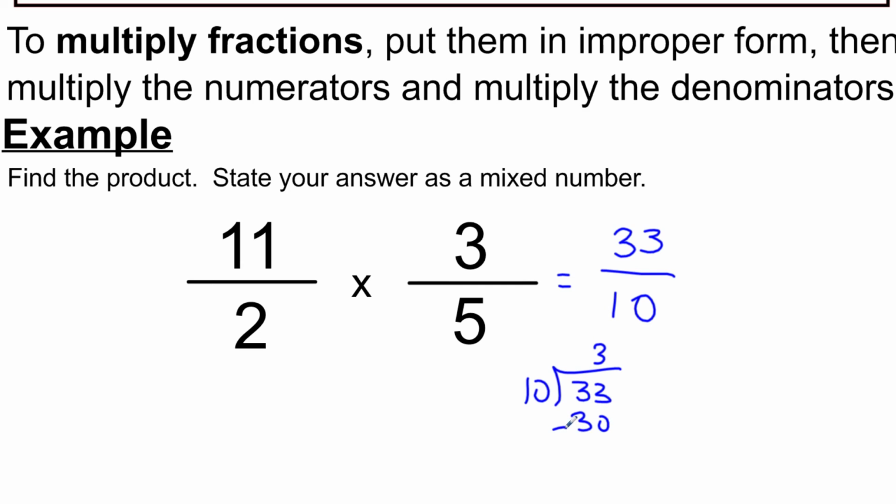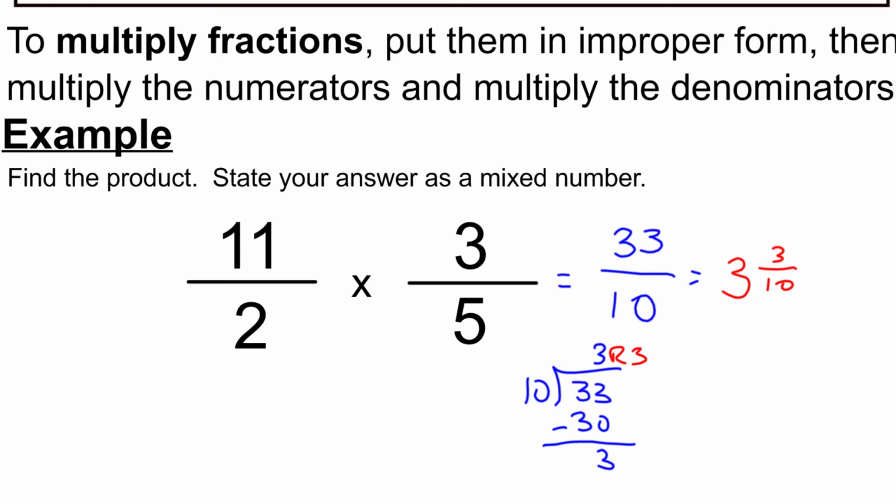And when I subtract, 3 times 10 is 30, I have 3 left over. So that would be a remainder of 3 out of the 10 that I needed to make another whole number. So I'm going to turn this into the mixed number 3, and because my remainder was 3, I'm going to have 3/10 left. So I would say this answer, 33 over 10, as a mixed number is 3 3/10.